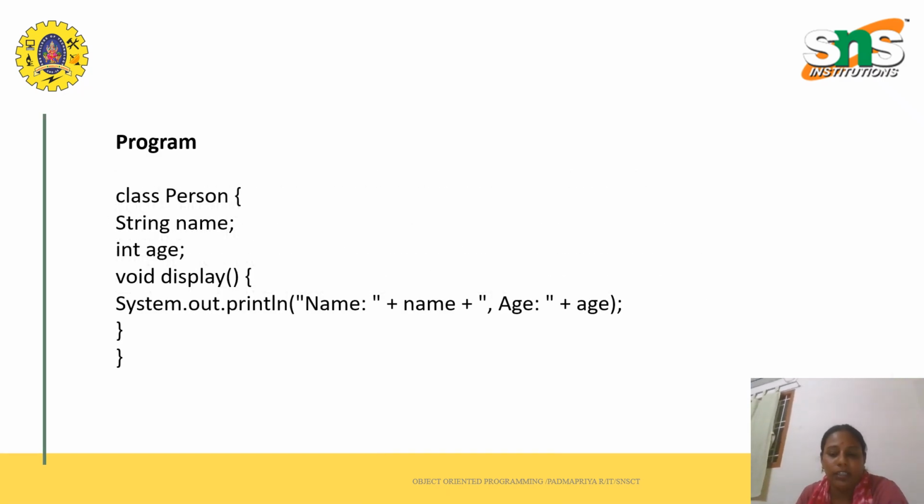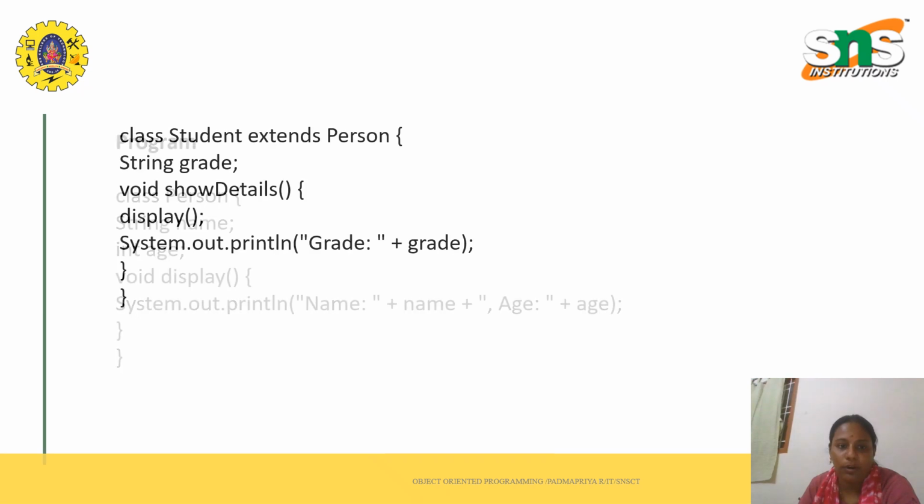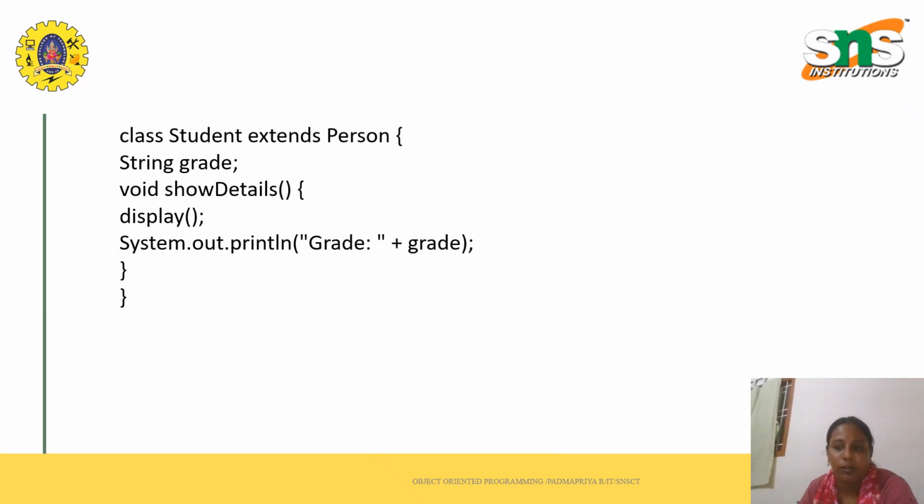So this is the program we are going to use to explain inheritance. Here Person is a class, and under the Person class we have defined variables or fields, that is name and age, and a method, that is display. If we want to inherit one more class, that is Student, we just use the extends keyword to inherit the features from the Person class to the Student class.